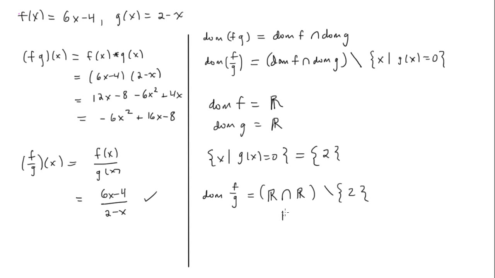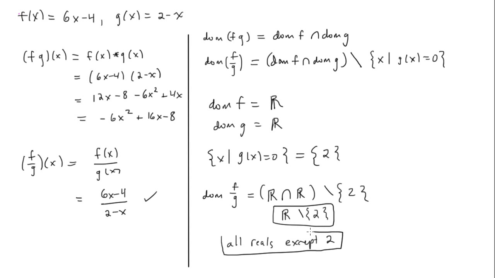Now, anything intersect itself is just itself. Okay, and that should be relatively clear. Basically, that's when the two circles overlap completely. And so we need to take 2 out of the set of all real numbers. Okay, so this is all reals except 2, if we write it out in words, or in symbols, it's that. You could also write it as an interval.